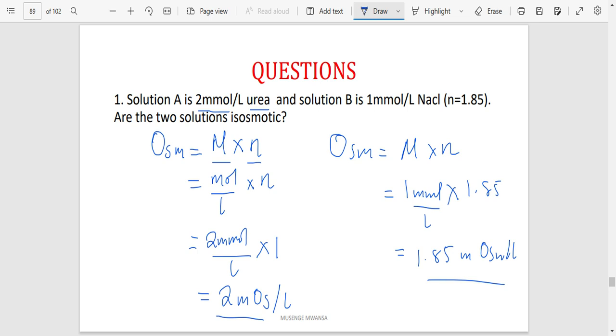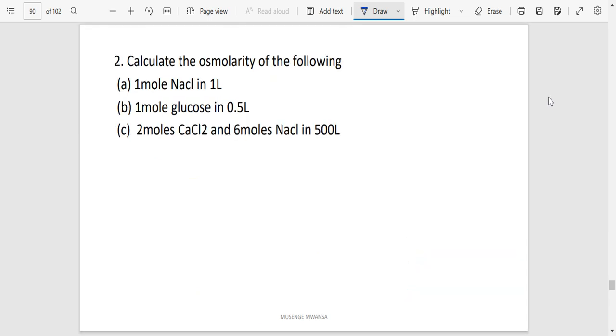Now, what can we say about this since they are not isoosmotic? Meaning this one is hyperosmotic in comparison to this one, and then this one is hypoosmotic. So that is a statement that we're able to use.